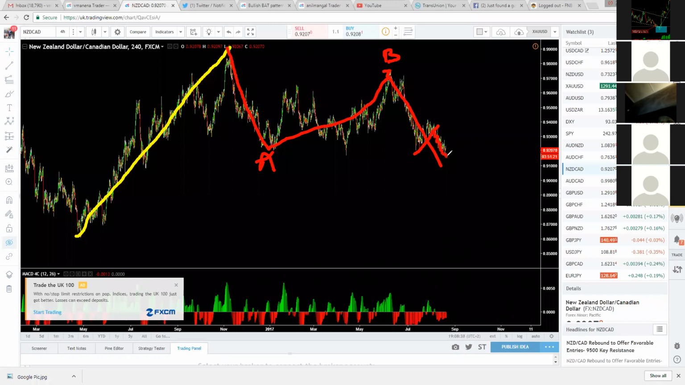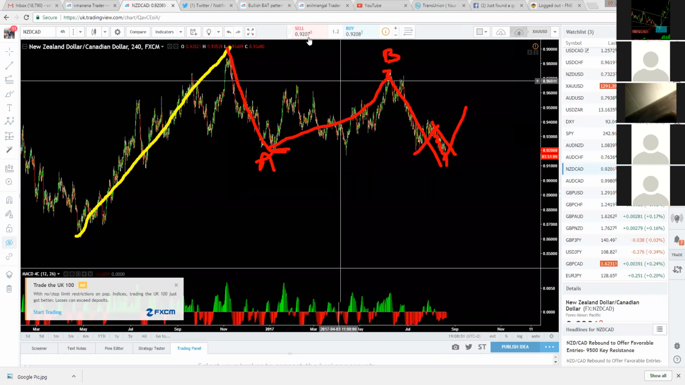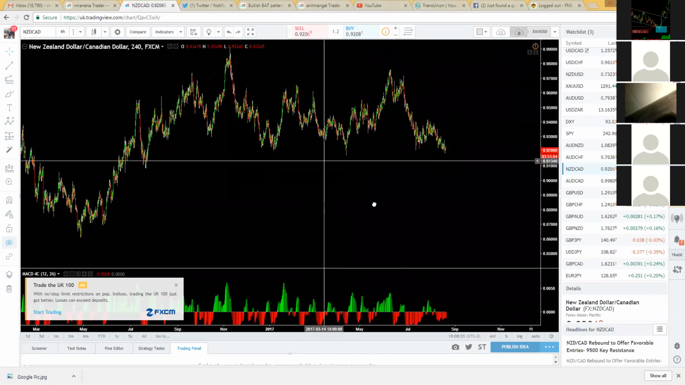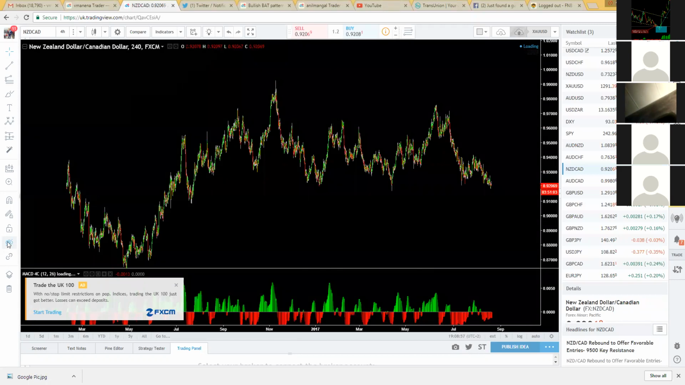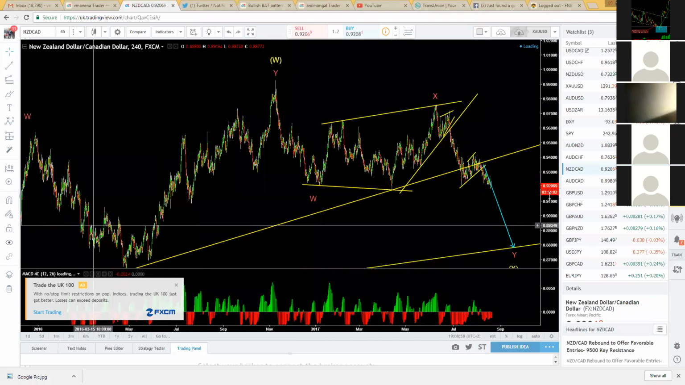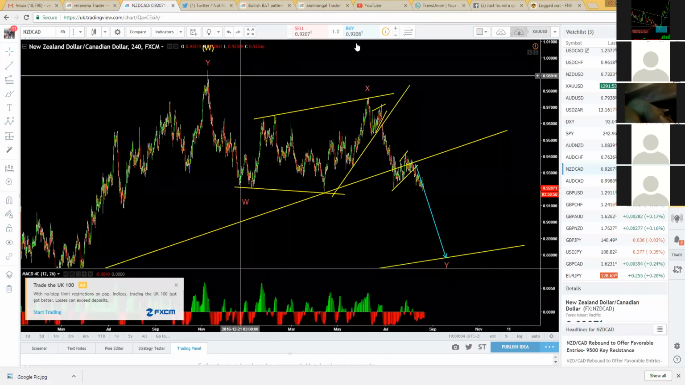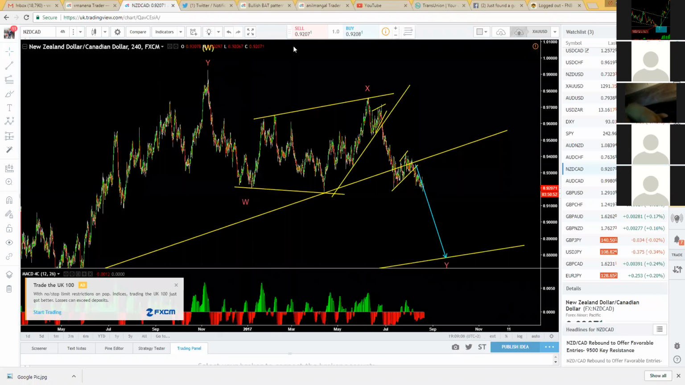I don't see any new trade there. And we may get a move up to the upside after this correction. Okay, so that's the New Zealand Canadian dollar on the 4-hour time frame. You can see that I'm anticipating it to complete that zigzag movement.